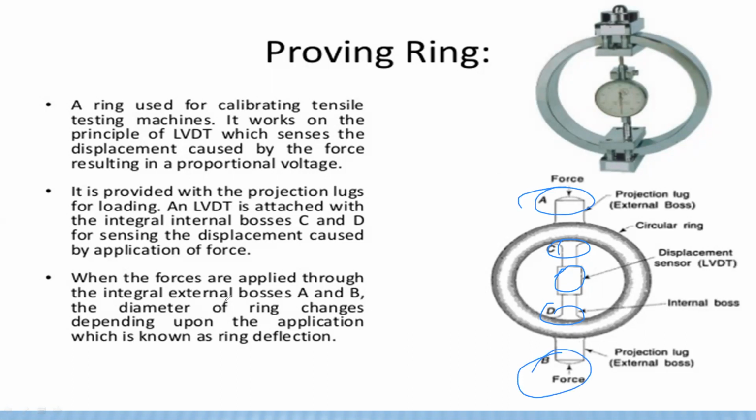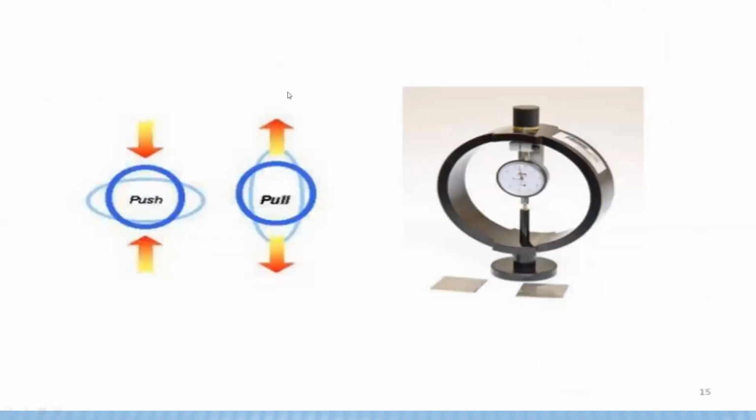The diameter of the ring changes depending upon the application, which is known as ring deflection. The diameter of the ring changes with the deflection for different applications. So we are applying push forces or pull forces. You can see the change of the proving ring diameter. When you apply push forces, the diameter changes like this. When you apply pull forces, the diameter changes like this.